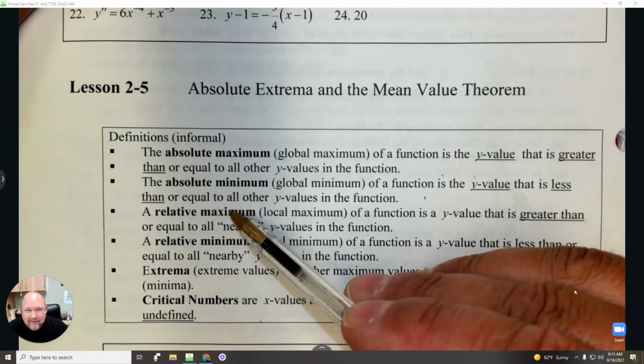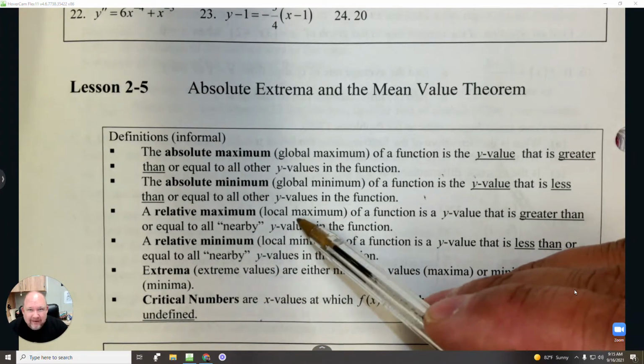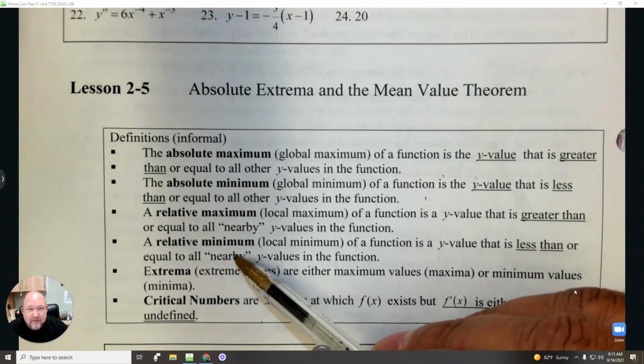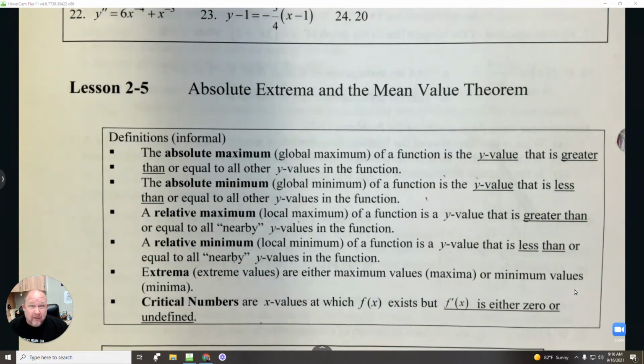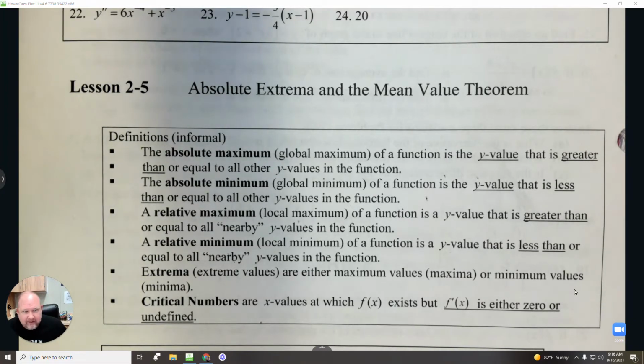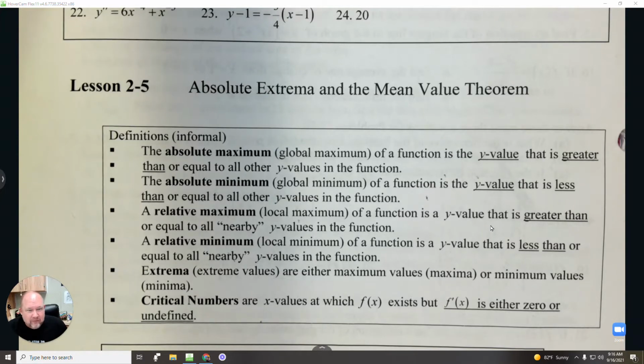A relative maximum or a relative minimum is the greatest y value in its area, and the relative minimum is the lowest y value in its area. So there might be other y values that are higher or lower far away from it, but in its local area, that's why it's a relative. Extreme points are those maximum values or minimum values, so the highest or the lowest.